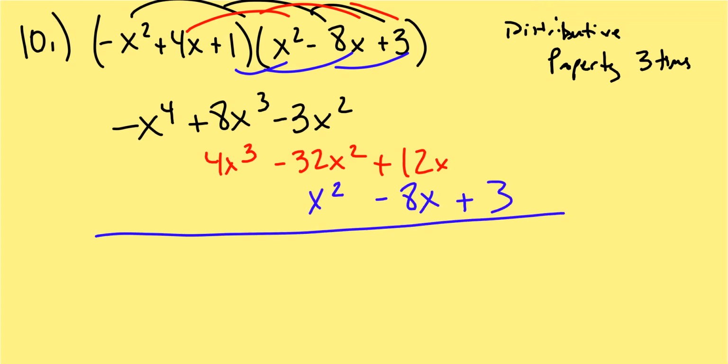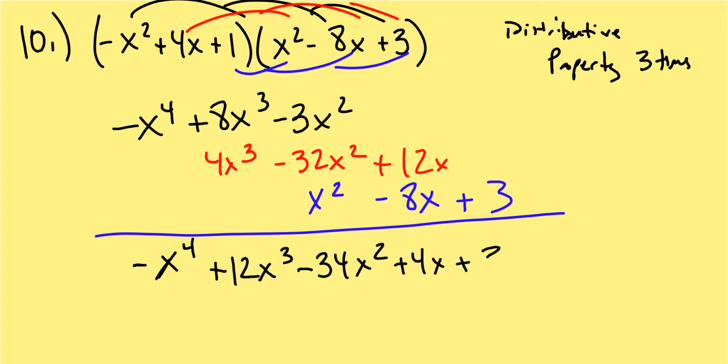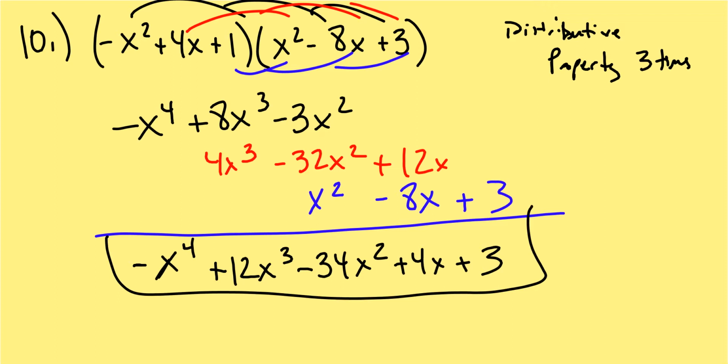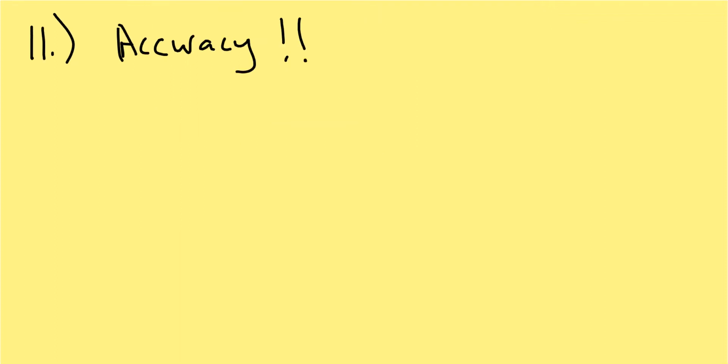Now notice I have everything all lined up. It's going to make it really easy when I go to finish this. So now I have negative x to the fourth plus 12x cubed minus 34x squared plus 4x plus 3. And that's it for number 10.